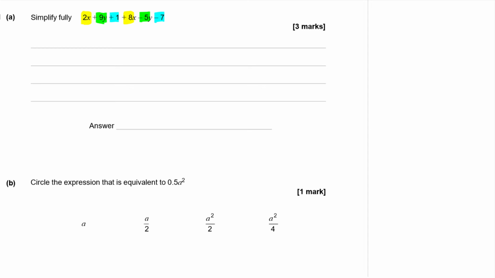So like with like, so we're going to add the 2x and the 8x together. So 2x plus 8x is 10x. So collecting those together is going to give me 10x. Next, we need to collect the y's together. So 9y take away 5y.